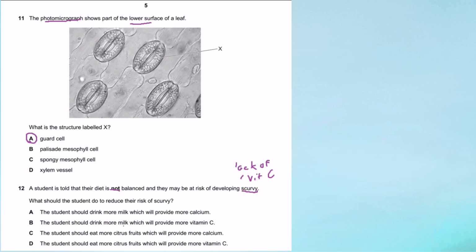The student should drink more milk, which would provide more vitamin C. The amount of vitamin C in milk is not substantial. The student should eat more citrus fruit, which will provide more calcium. No. And the student should eat more citrus fruit, which will provide more vitamin C. Yes. This one here will be our answer.